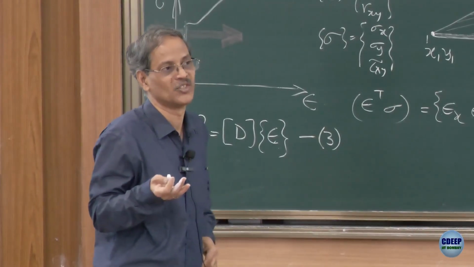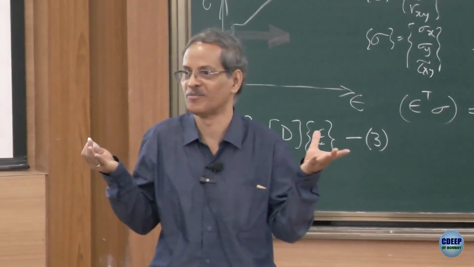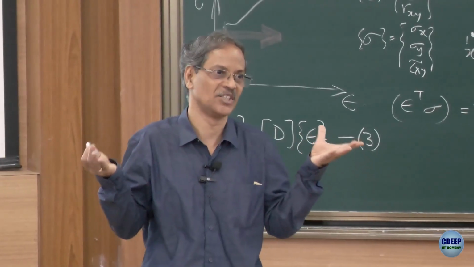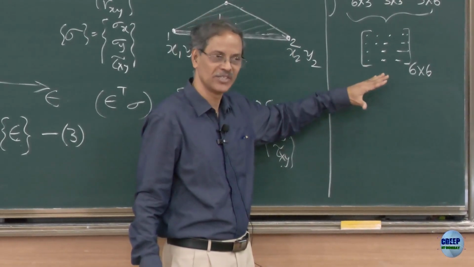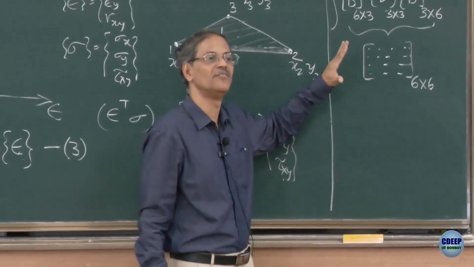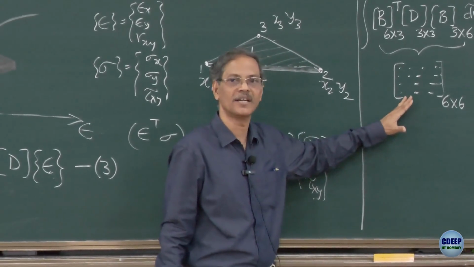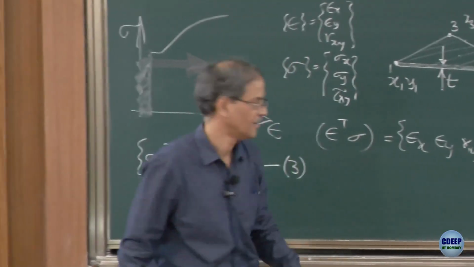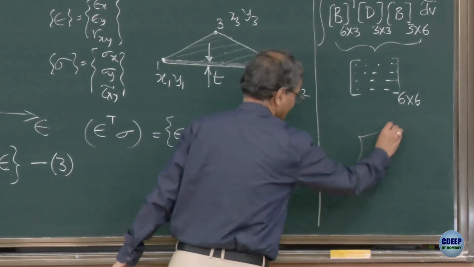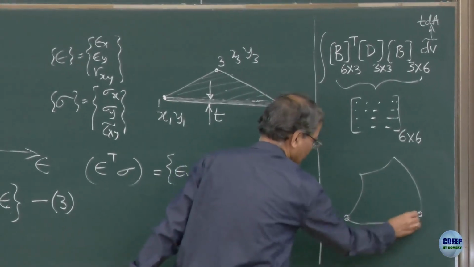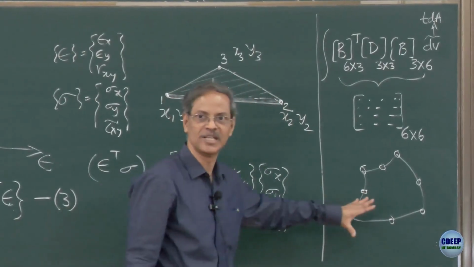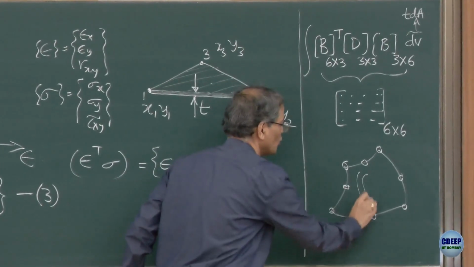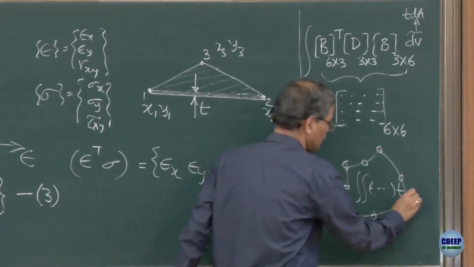8-noded quadrilateral, so 16 by 16 matrix finally. 16 by 16 matrix will have 256 terms. So 256 integrals, each integral varying from point to point in a complex shaped element, 8-noded element. You have to do this double integral over the volume. So double integral, etc., t times dx dy.